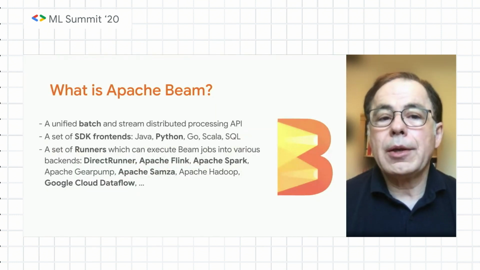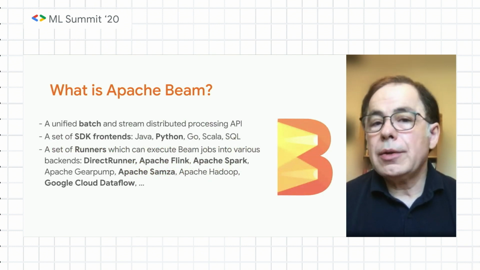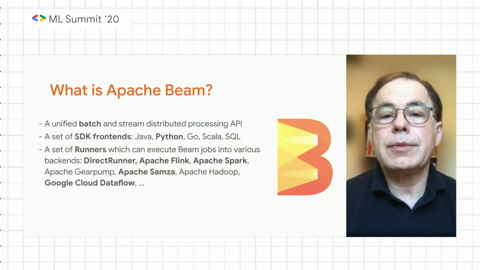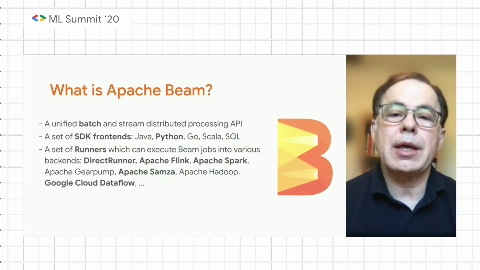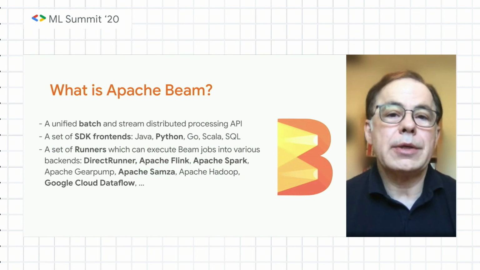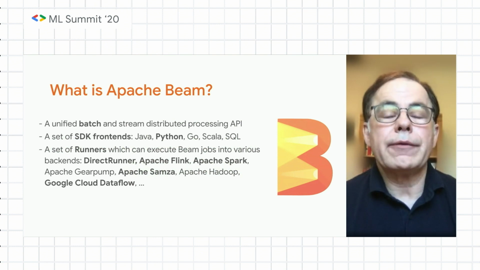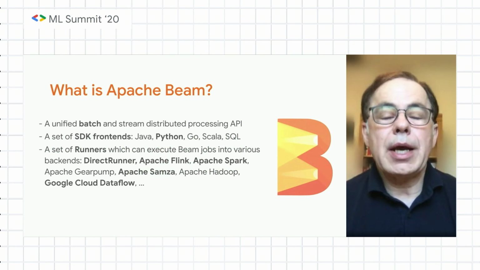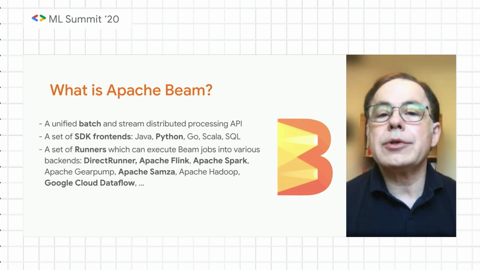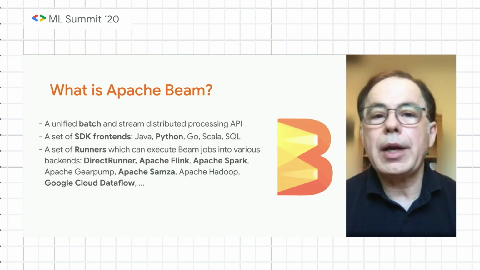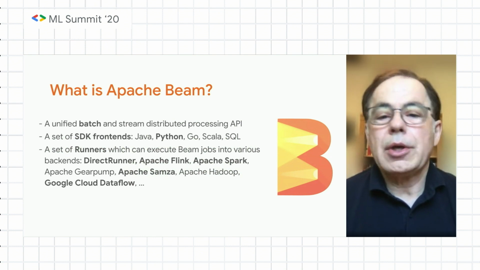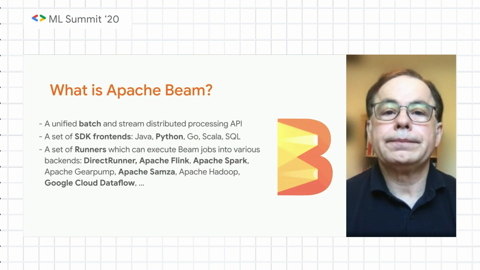So if you're not familiar with Apache Beam, it's a unified batch and stream distributed processing API on top of other frameworks. So Apache Beam is an abstraction layer on top of things like Apache Spark and Apache Flink and Google Cloud Dataflow. It also has a really nice direct runner, which allows you to run without configuring a cluster or anything. I run it on my laptop all the time.